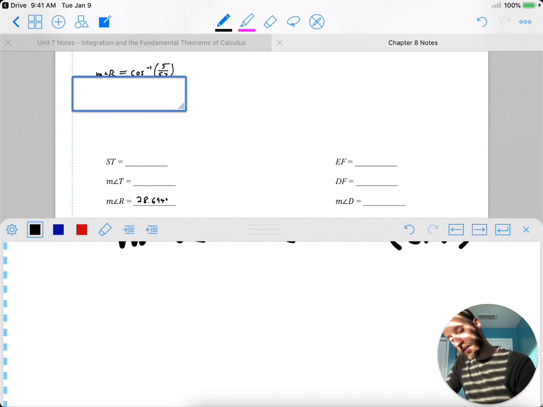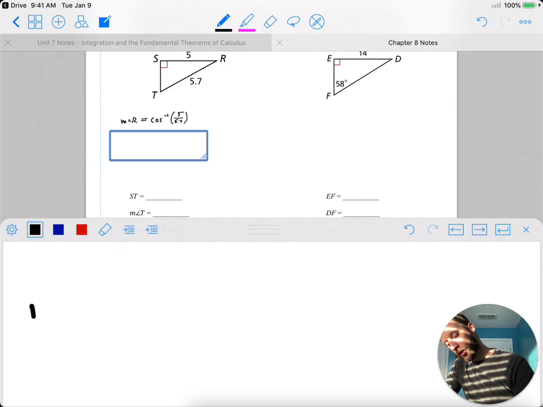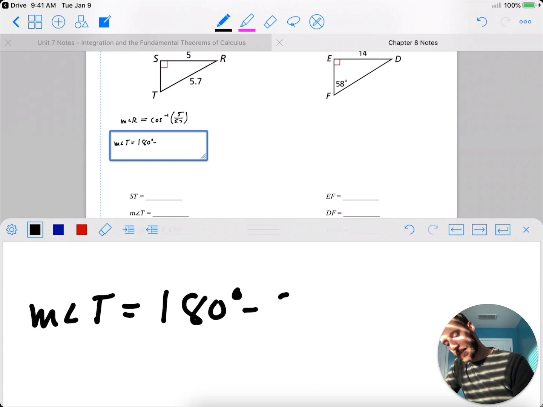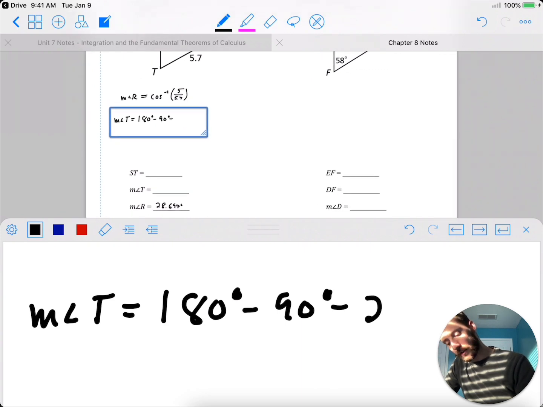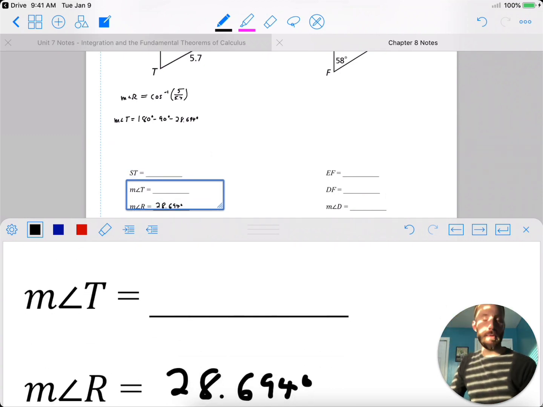Now, you remember the triangle sum theorem, right? All the angles in the triangle have to add up to 180. So the measure of angle T is 180 minus 90 minus the measure of angle R, 28.694. Quick, plug that all in, and you get for the measure of angle T 61.306 degrees.